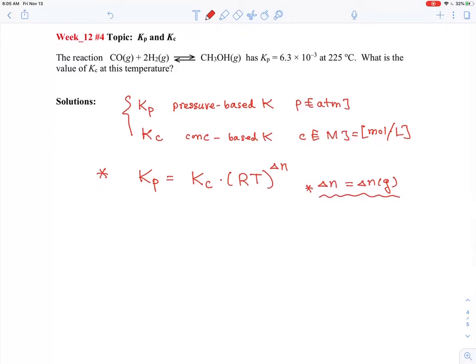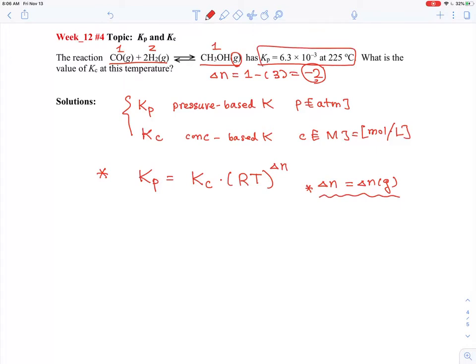And so let's have a look at here. You have 1 mole of gas, 2 moles of gas, and producing, here it says a gas, so it will be 1 mole of gas. Okay, so what's my delta n here? Delta n gas is 1 minus 3. So that will be minus 2. Okay, so the minus 2 is the value here.